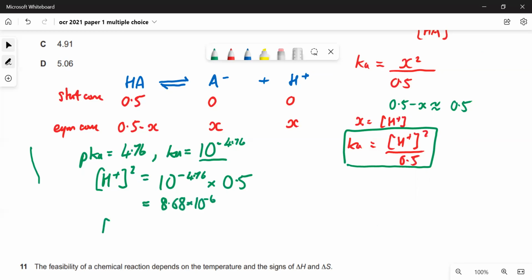Take the square root of that to get the H plus concentration. The square root of that is 2.94 times 10 to the minus 3. And to work out the pH, we take the minus log of that. The pH, minus log of 2.94 times 10 to the minus 3, is 2.53, which I think is option A.